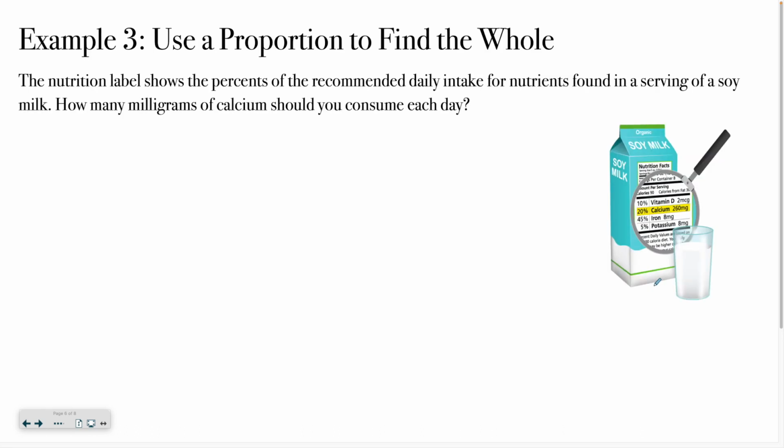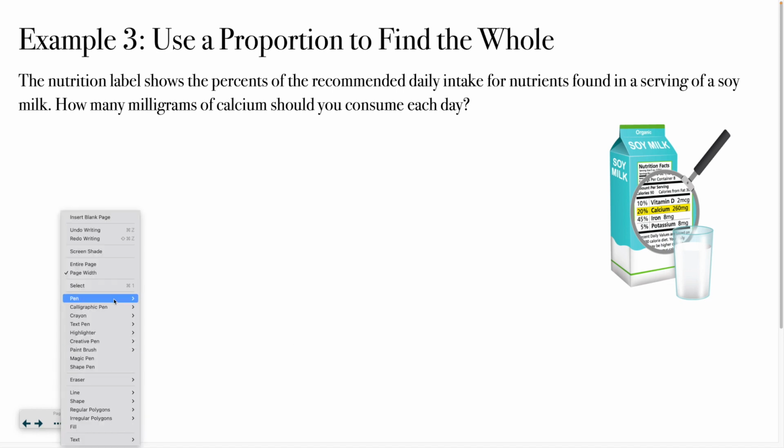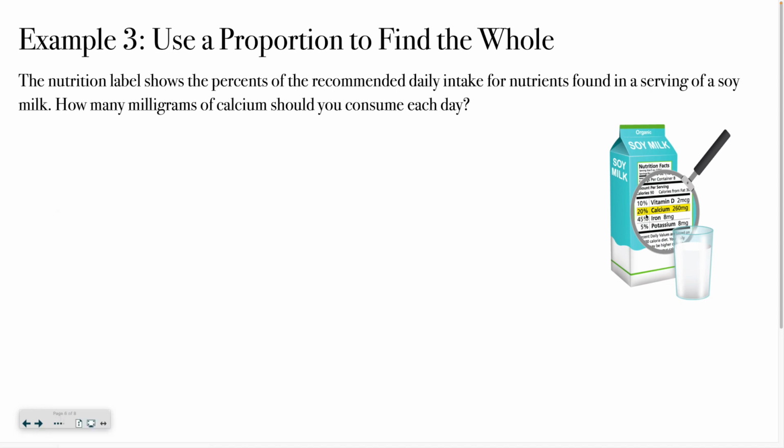We have the nutrition label, example 3. Now we're using a proportion to find the whole. That means we have a part and a percentage. The nutrition label shows the percent of the recommended daily intake for nutrients found in a serving of soy milk. How many milligrams of calcium should you consume each day? You can see it's highlighted over in that image. Calcium, it says that one serving is 20% of your daily value of calcium, and that amount is 260 milligrams.